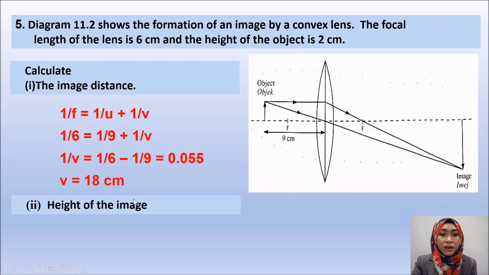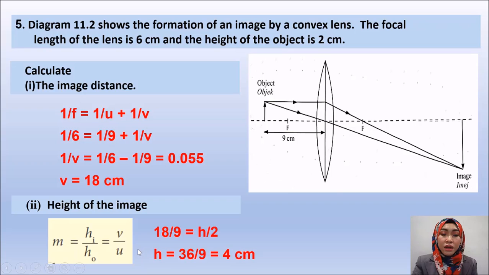And then you calculate the height of the image. To calculate the height of the image, we are going to use the formula for magnification, which is m equals the height of the image divided by the height of the object equals v divided by u. Then you do the calculation and you will get the height of the image equals 4 cm.